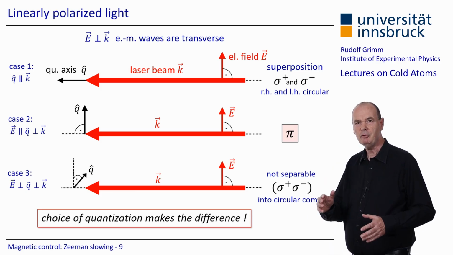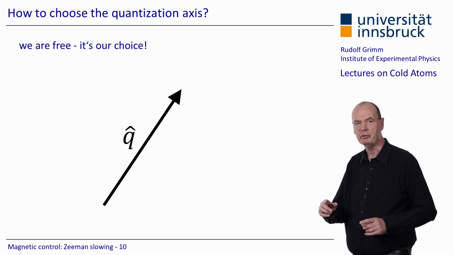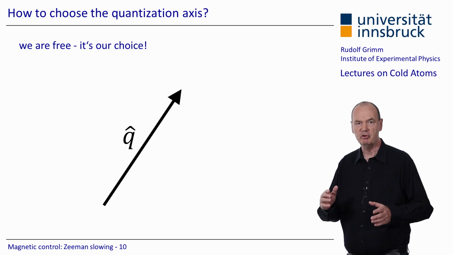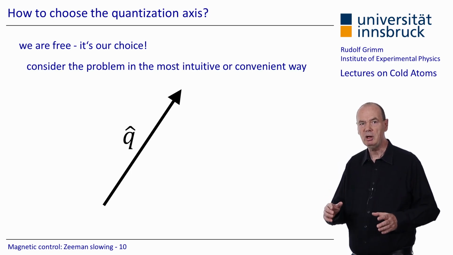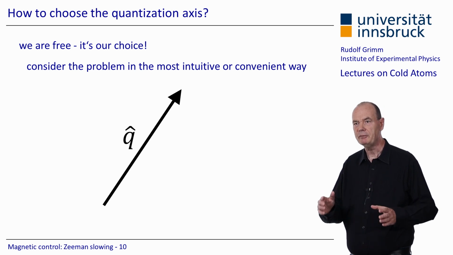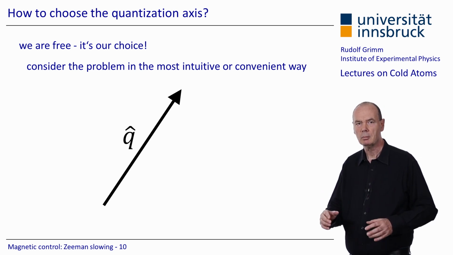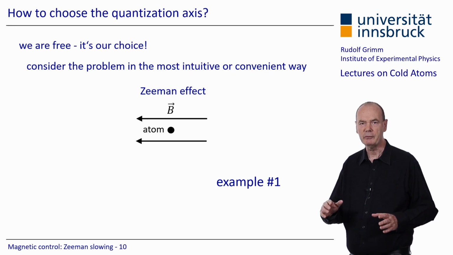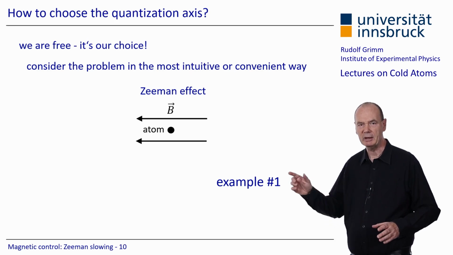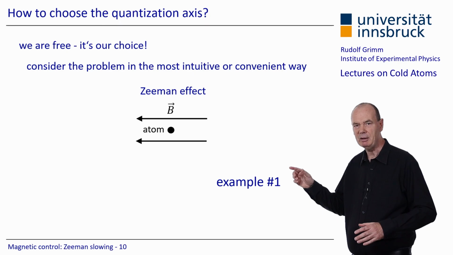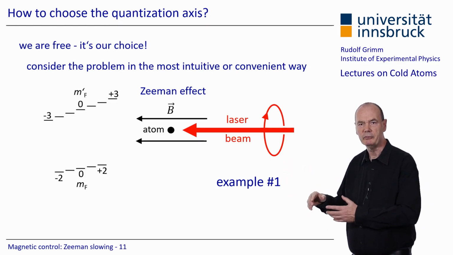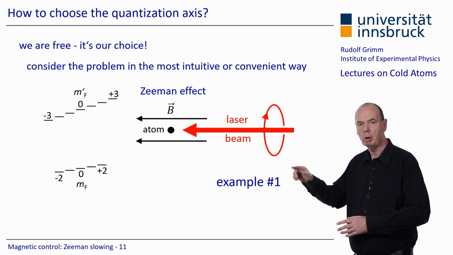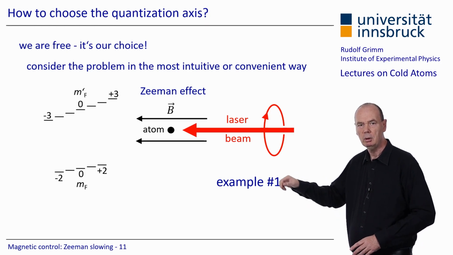This brings us to the interesting question how to choose the quantization axis to describe a specific problem. The general answer is consider the problem in the most intuitive or convenient way. You have the freedom to do that. Let us have a look at a few examples of an atom placed into a magnetic field. The Zeeman effect will lead to a splitting of the levels, which we want to probe with a circularly polarized laser beam propagating along the magnetic field.